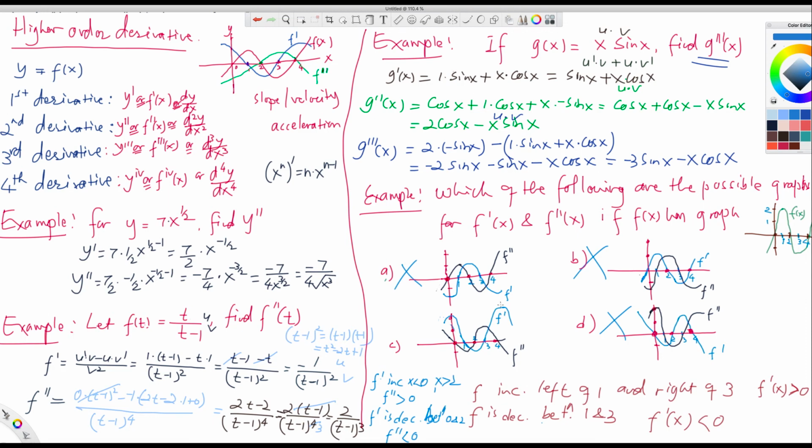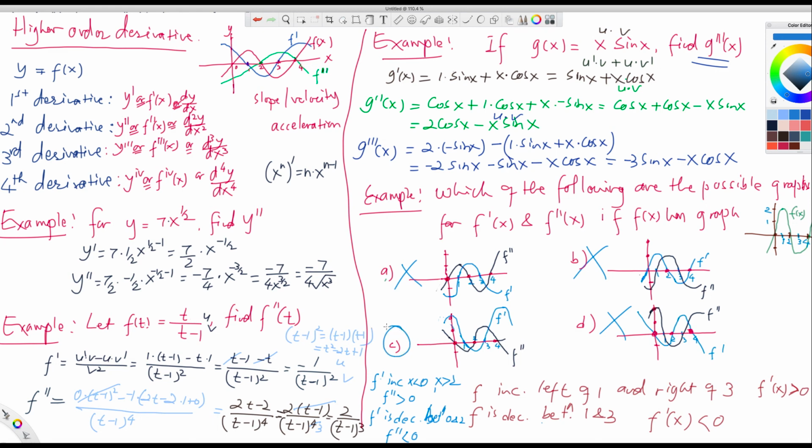And then after 4 it is decreasing. After 4 the first derivative is decreasing, meaning the second derivative graph must be below the x-axis. Between 2 and 4, f prime is increasing, so the graph of f double prime is above the x-axis. So this is the correct graph. So this is the right answer.